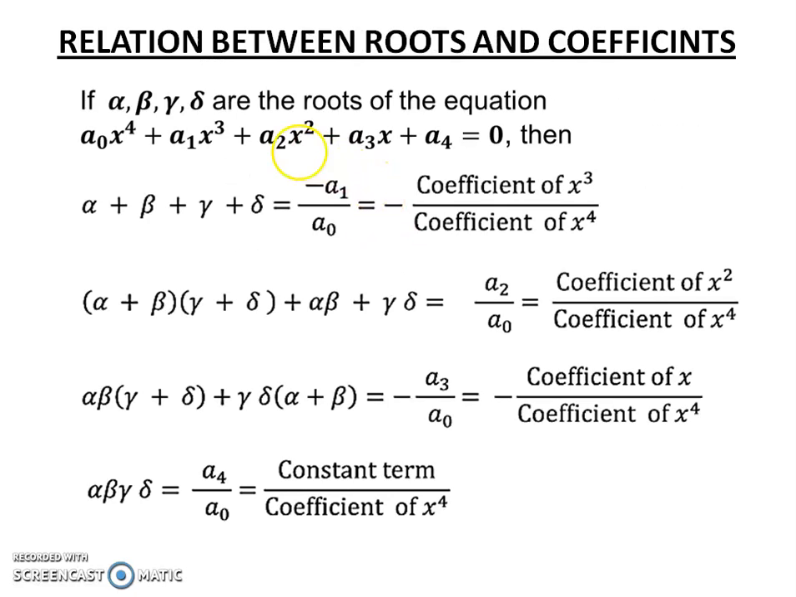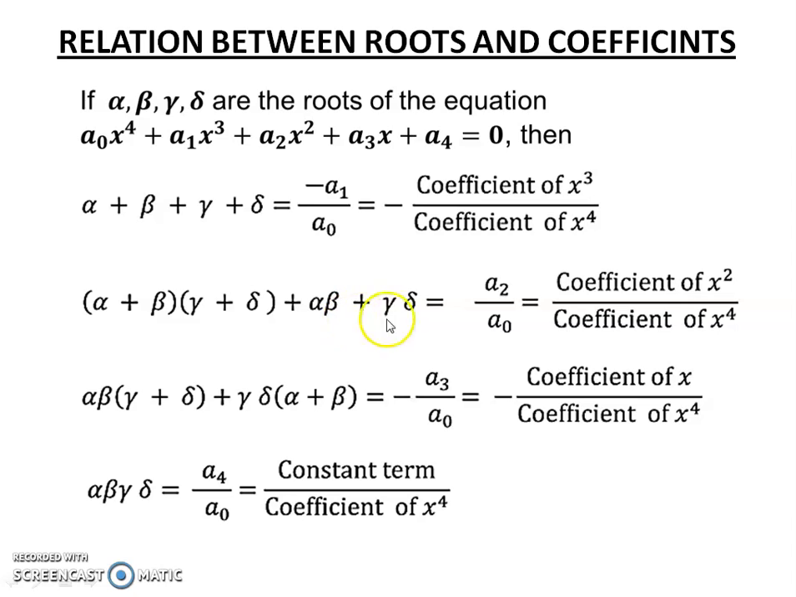Here are some relations between roots and the coefficients of a biquadratic equation. If alpha, beta, gamma, delta are the roots of a standard biquadratic equation, then the sum of roots, that is alpha plus beta plus gamma plus delta, is written as minus times the coefficient of x cube upon coefficient of x raised to the power 4.